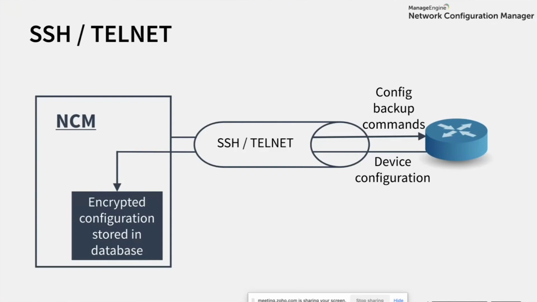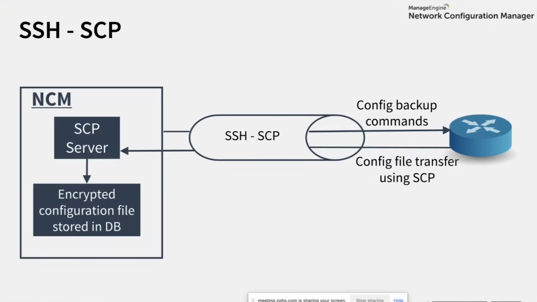So let's take the example of SSH Telnet. NCM will establish a communication channel between itself and the device, and through this communication channel, NCM will send configuration backup commands. Upon receiving the configuration backup commands, the device will send a configuration in return through the same communication channel, which will be received by NCM and encrypted and stored in the database.